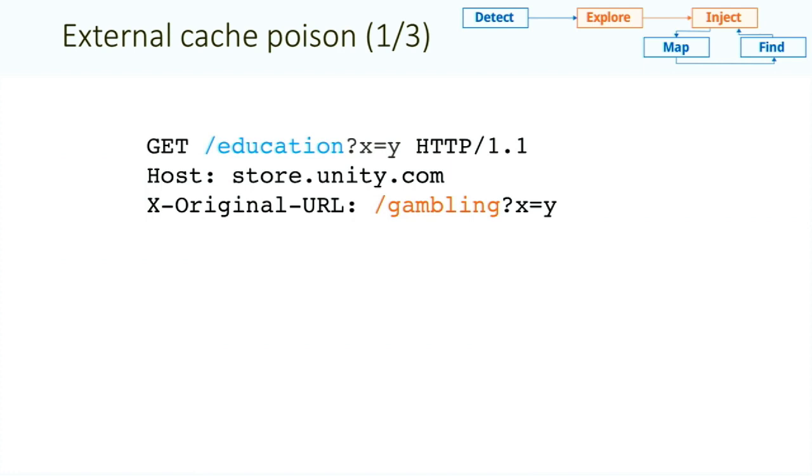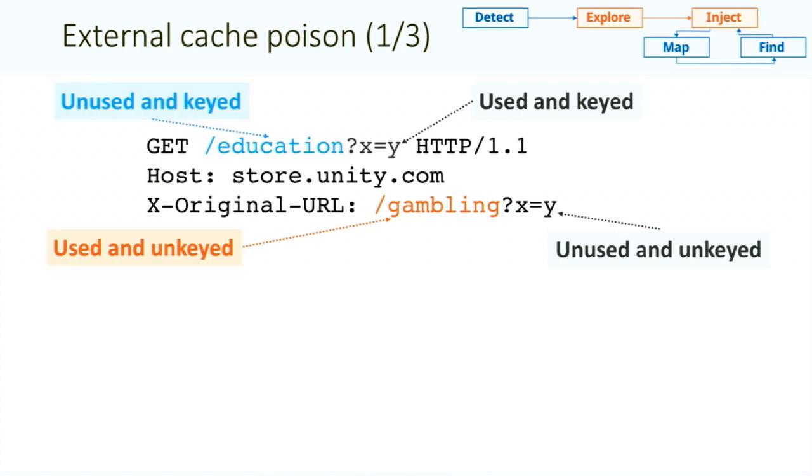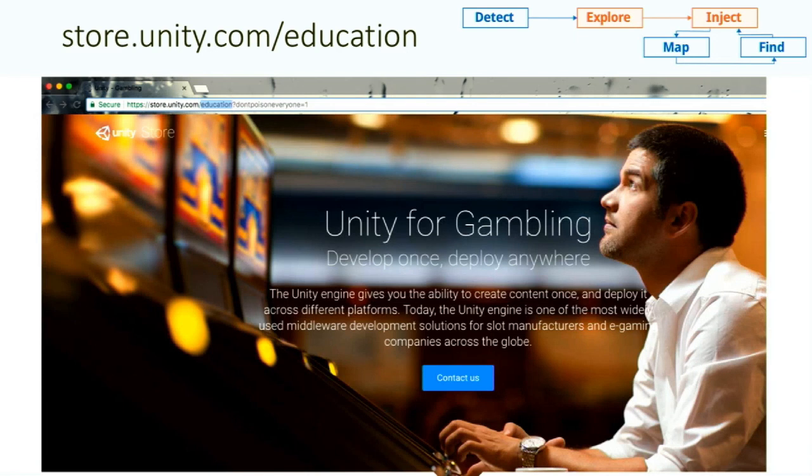So if the target is using an external cache, like Cloudflare, like every example I've shown you so far, then we can replace any path on the server with the response to any other path. For example, on store.unity.com, we can't do anything with the query, because the query in that header is ignored. But we can swap the paths around. So the effect of sending this request to their server is if someone tries to fetch the Unity for Education page, they get the Unity for Gambling page, which looks like this. So that's definitely entertaining. And obviously, there's more harmful things we can do with this, right? Like, we can swap the change password page for the logout page, so you can't change your password.